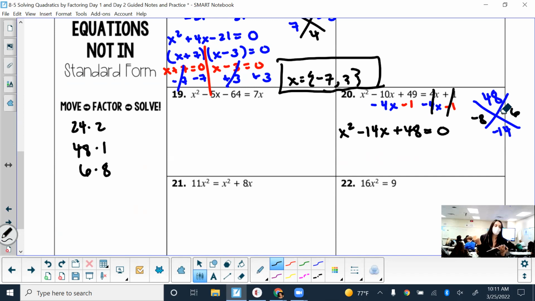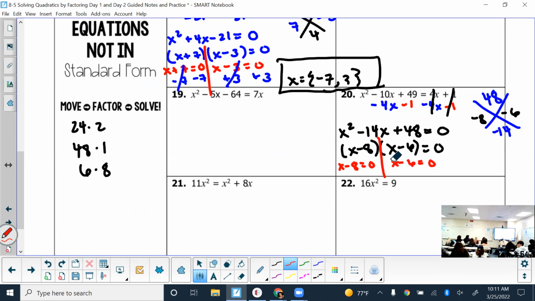Since it multiplies to a positive, they both have to be positive or negative. Since it adds to a negative, well, there you go. They both have to be negative. So I have x minus 8 times x minus 6 equal to 0. Next thing we do, set each factor equal to 0 and solve for x. I'm kind of running out of room, but here's what it looks like.